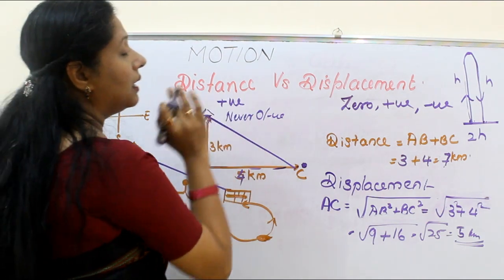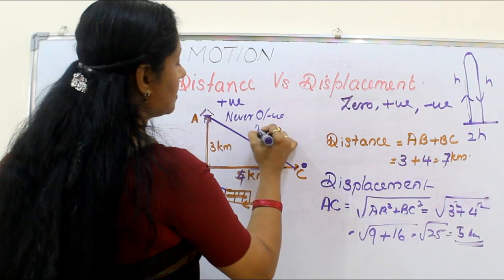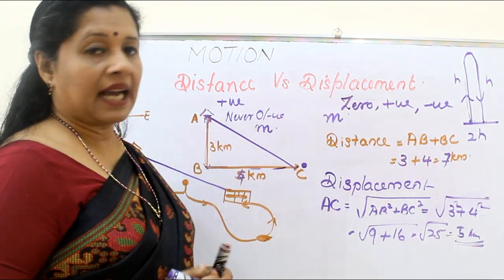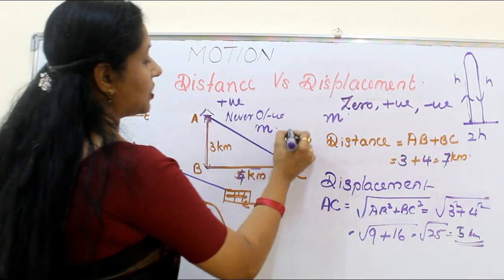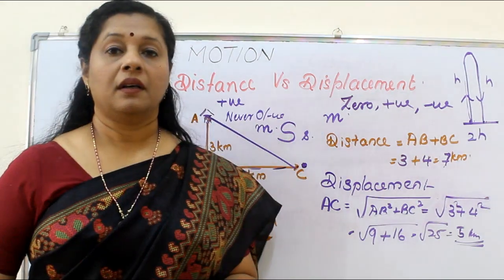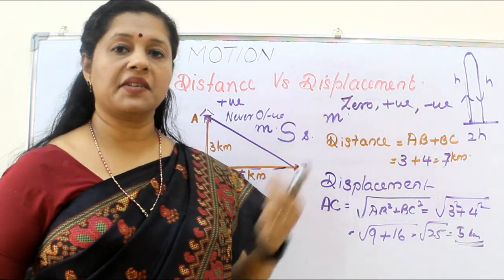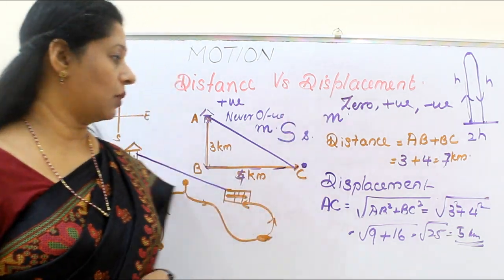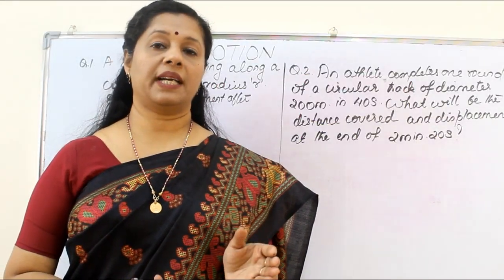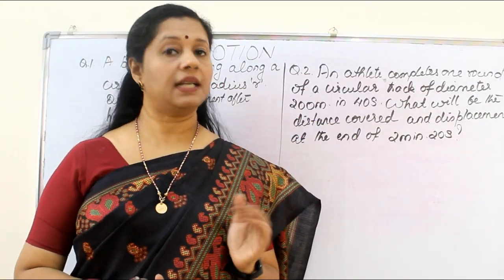Another thing, what is the SI unit? The SI unit is meter for distance, and for displacement it is also meter. And how do you represent it? Distance traveled is represented as s or small s. So these, displacement or distance traveled, are represented by s or a small s. So hope you understood this. Let's see two numericals based on distance covered and displacement.